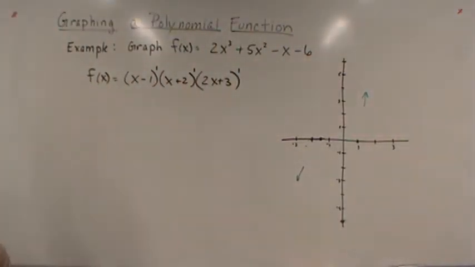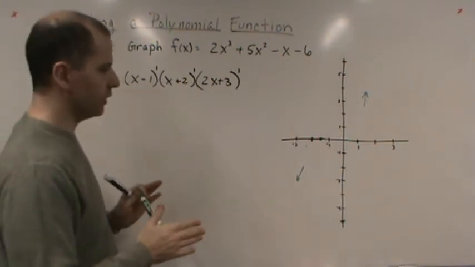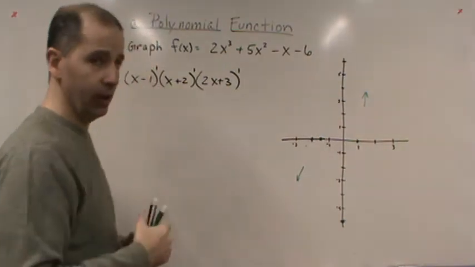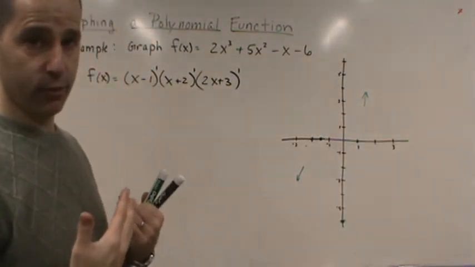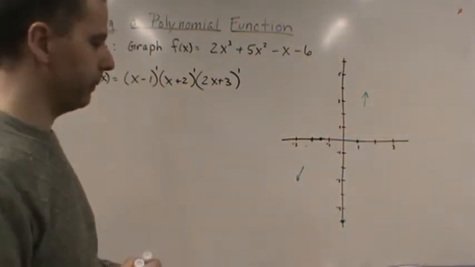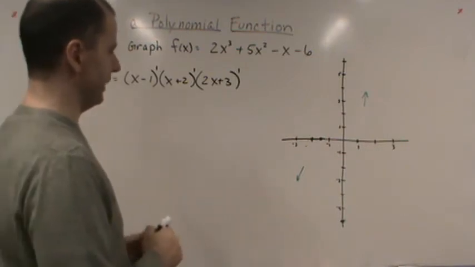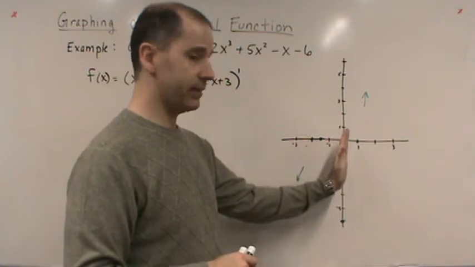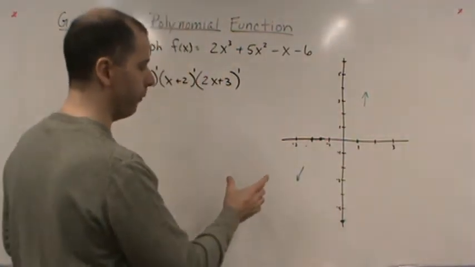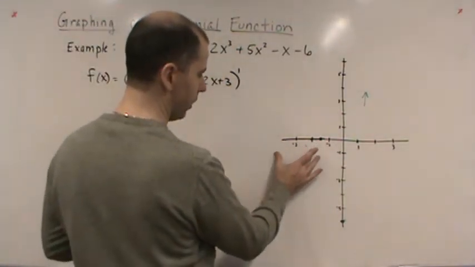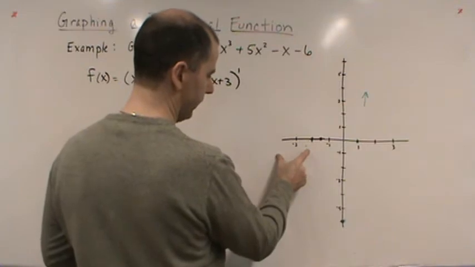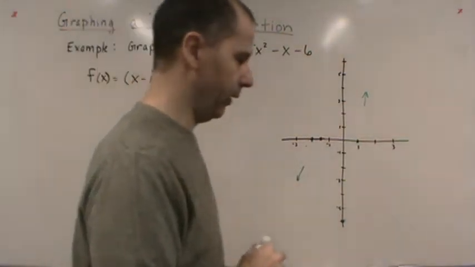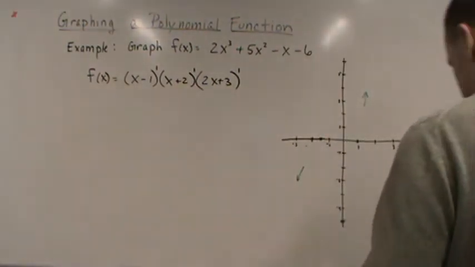But how do we know what's going on in between? That's where you can do a sign test. Each intercept creates an interval. So now you've got 4 intervals for the graph. What's going on in this interval? Let's set up the table this way. So our intervals.